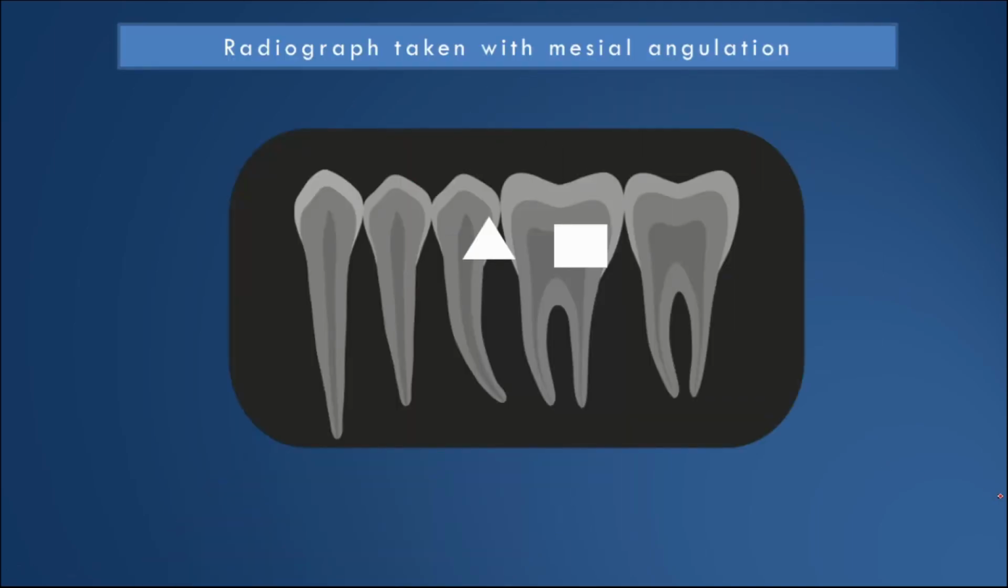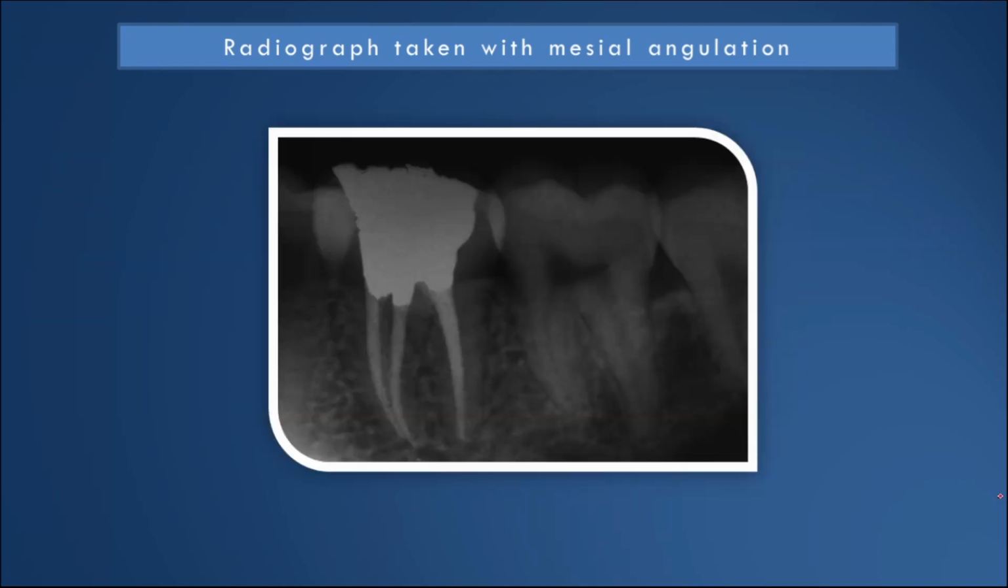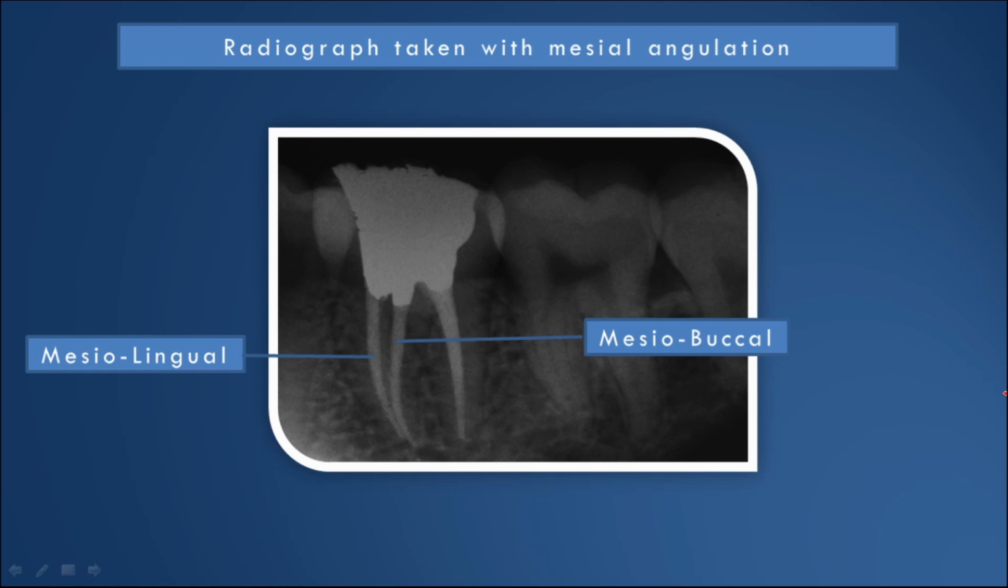There is a footnote. This radiograph is taken from a mesial angulation. I hope most of you can now differentiate between the different canals in this tooth. So there are two roots, the mesial root and the distal root. In the distal root there is a single canal, so no confusion. In the mesial root there are two canals. Which one is going to be the mesiolingual and which one is going to be the mesiobuccal? That is going to be the confusion.